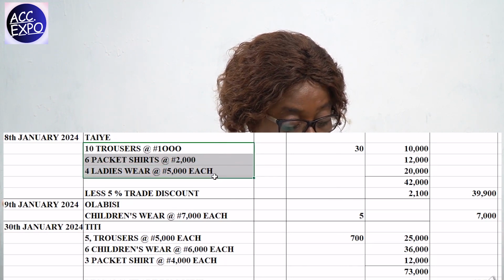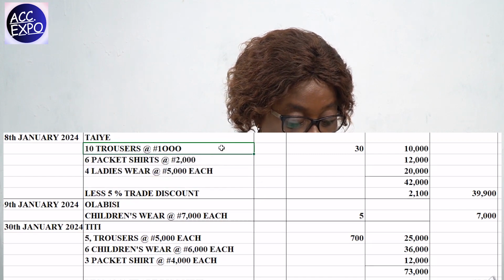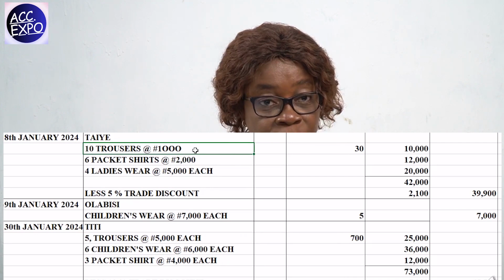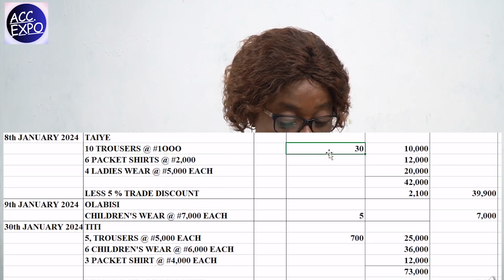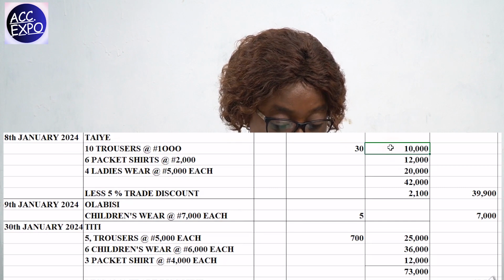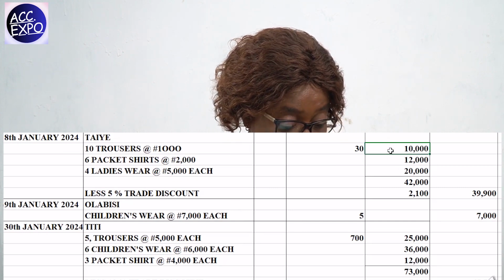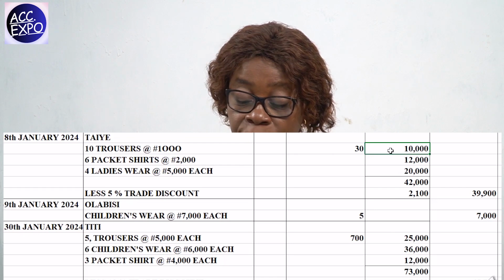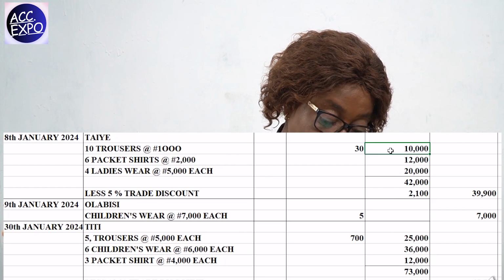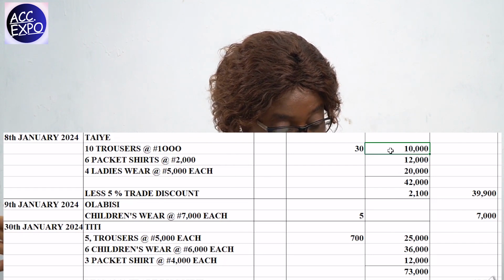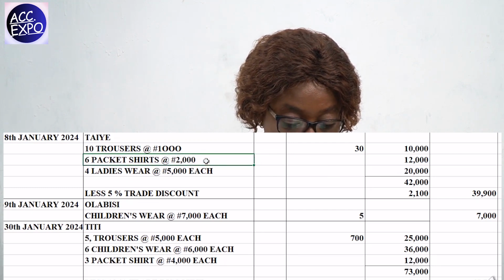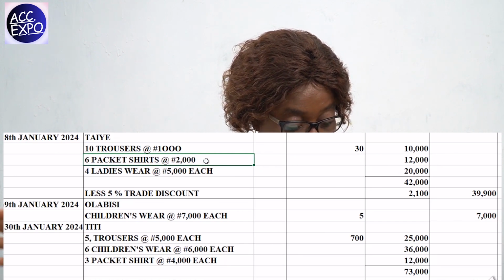But the first item bought from Taye was 10 trousers at 1,000 naira each. So in the column for invoice number, we have 30. Then for the 10 trousers bought at 1,000 naira, in the amount column, 10,000 naira will be written, because when we multiply 1,000 with 10, it gives us 10,000 naira, followed by 6 packet shirts at 2,000 naira each. In the amount column, we write 12,000 naira.